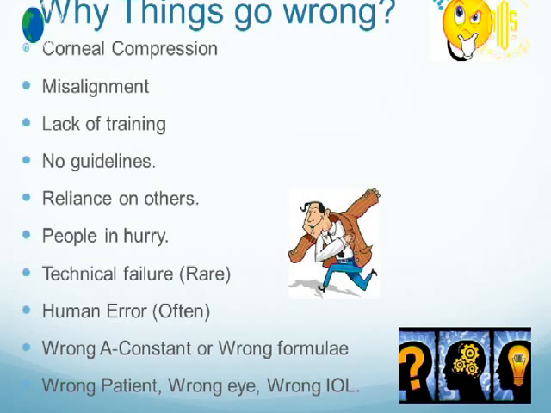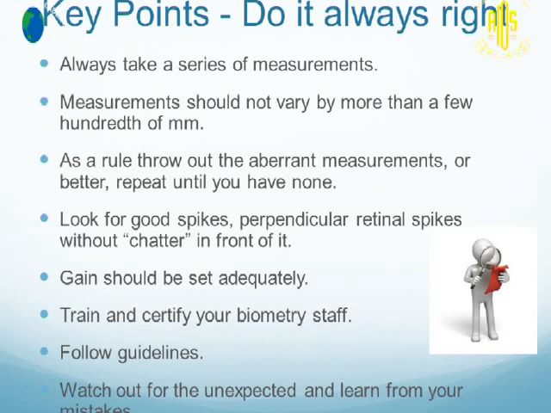People who are in a hurry. Technical failure is usually very rare. Human error is more common. A wrong A constant or a wrong formula, a wrong patient, the wrong eye, the wrong IOL: unforgivable. Always take a series of measurements. Measurements should not vary by more than a few hundredths of a millimeter. As a rule, throw out the aberrant measurements, or better, repeat until you have no aberrations.